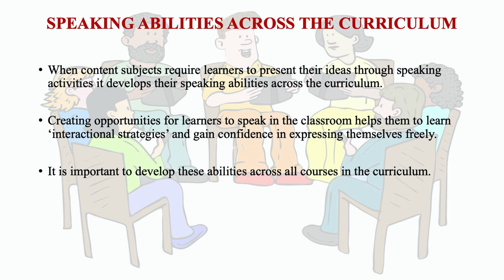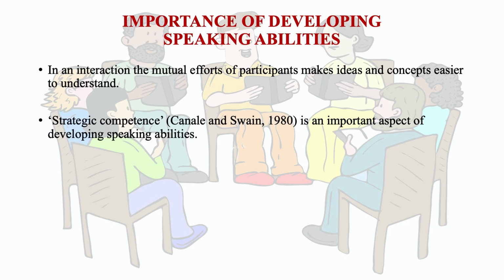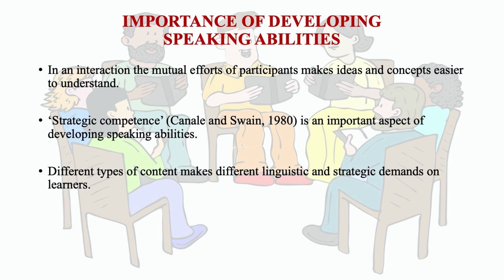Now we look at the importance of developing speaking abilities. In an interaction, the mutual efforts of participants make ideas and concepts easier to understand. When learners in the classroom talk to their friends, peers, and discuss ideas with their teachers, it becomes much easier for them to understand a certain concept in the classroom. Canale and Swain have called this strategic competence, and it is an important aspect of developing speaking abilities. Different types of content make different linguistic and strategic demands on learners.